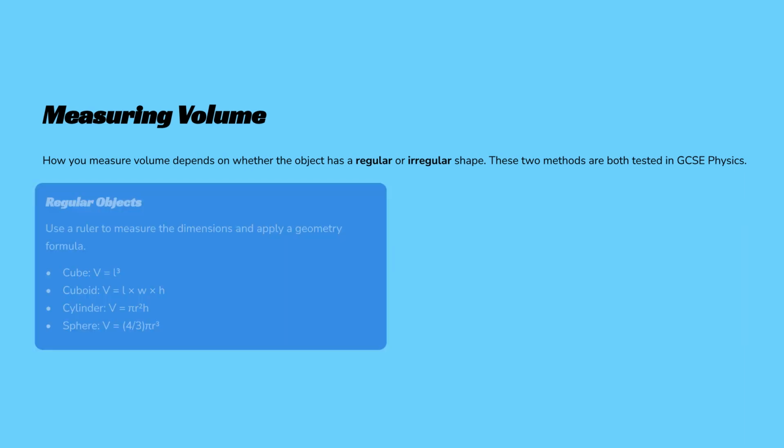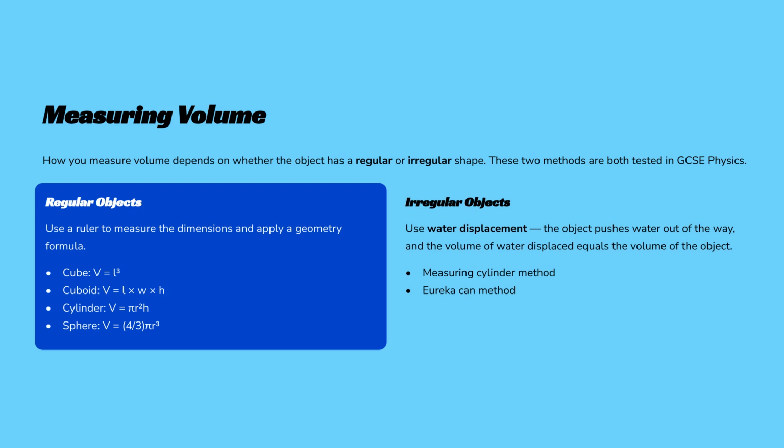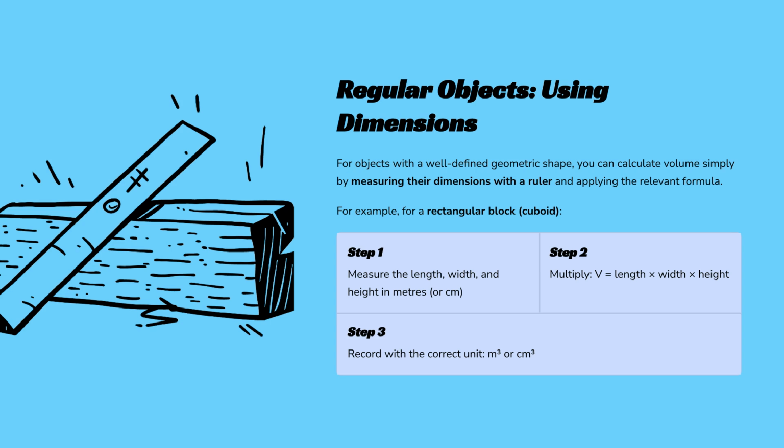For regular objects, measure their dimensions and apply the geometric formula. For irregular objects, use water displacement, where the object pushes water out of the way. The volume of the displaced water equals the object's volume. For regular objects like a cuboid, use a ruler to measure the length, width, and height. Then, multiply these 3 values together. Finally, ensure your answer is recorded in the correct units, such as cubic meters or cubic centimeters.